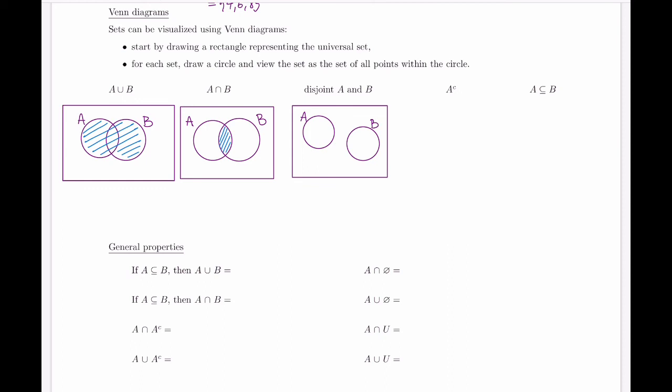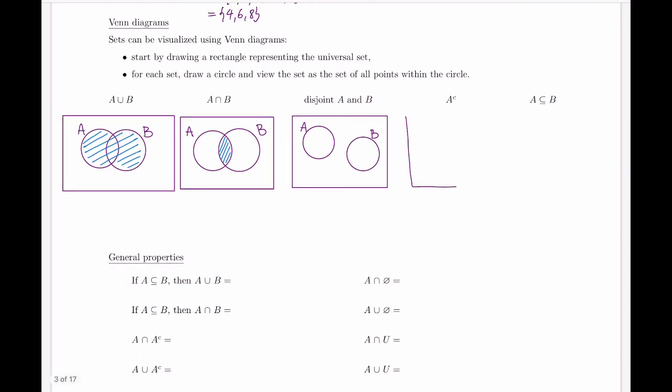Now, next up is the complement. So once again, we're starting with a rectangle. In this case, I'm drawing only the complement of A, so I only have to draw the one set A. B is not even in the picture. And the complement of A is everything that's not in A. So it's everything in the world that is not inside of A, the region that is physically outside of A here.